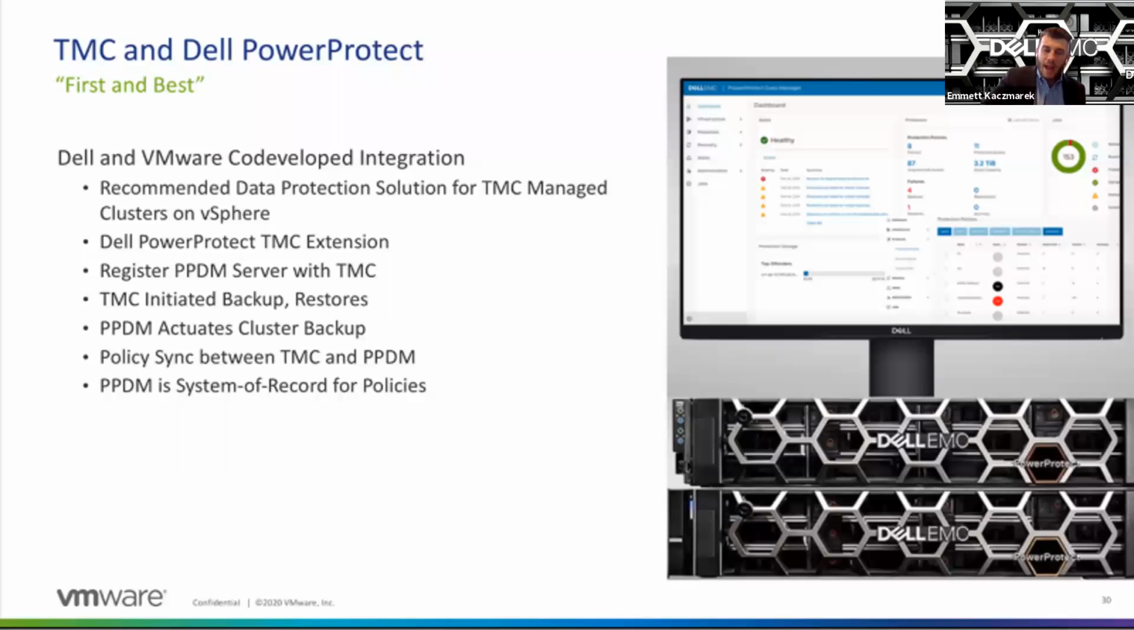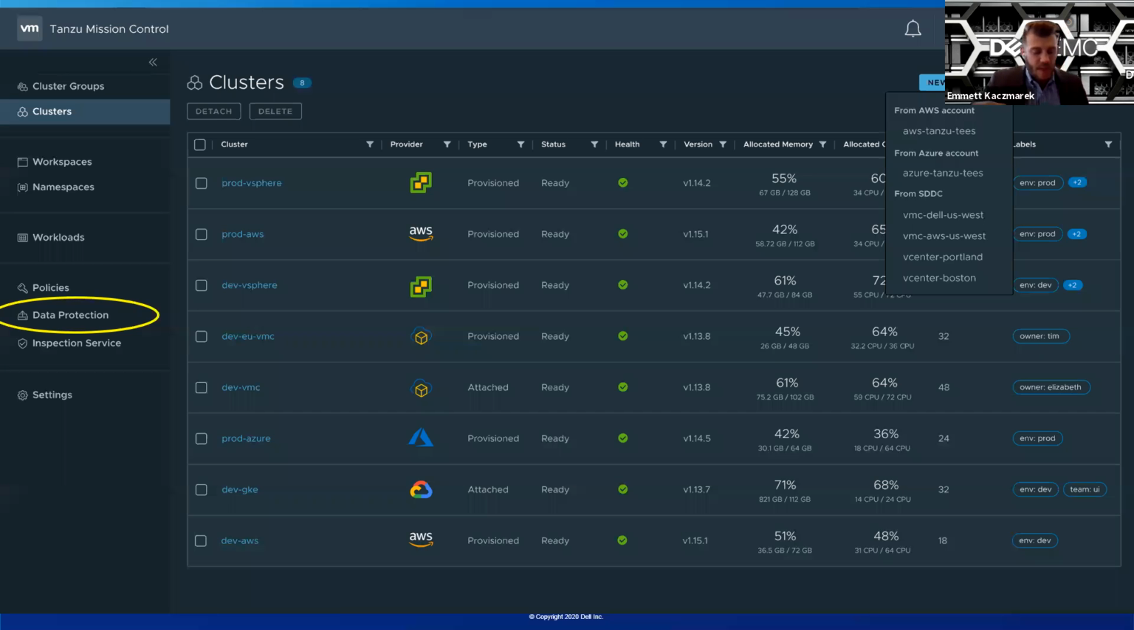So when you look at how this is going to come together and what this is actually going to look like, within Mission Control, you can see the different clusters that you've provisioned out there across vSphere or AWS or VMC, Azure or GCP. You've got the health of the systems that exist out there. And now you're able to administer your data protection capabilities directly through here as well. So really bringing it full circle in this integration here across the board.